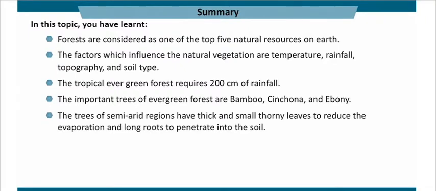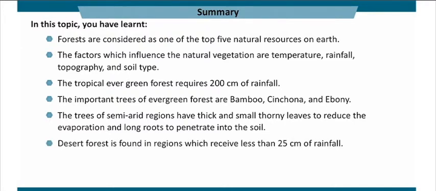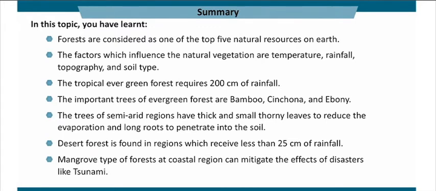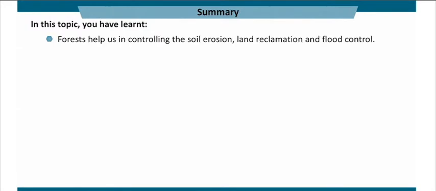The trees of semi-arid regions have thick and small thorny leaves to reduce the evaporation and long roots to penetrate into the soil. Desert forest is found in regions which receive less than 25 centimeters of rainfall. Mangrove type of forest at coastal region can mitigate the effects of disasters like tsunami. Forests help us in controlling the soil erosion, land reclamation and flood control.